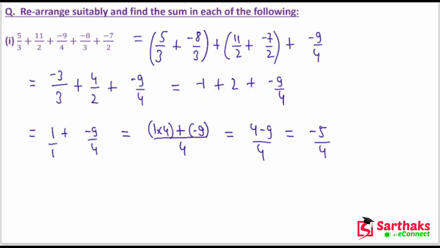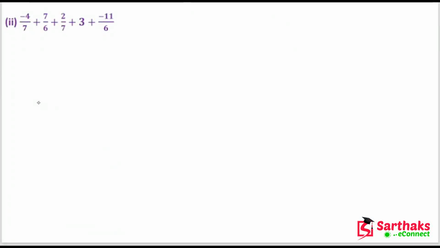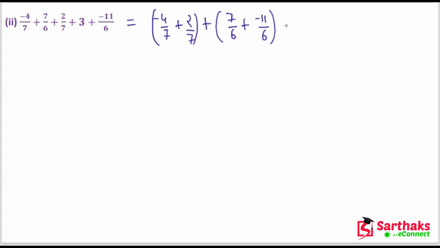And we have tried to pair up the terms having same denominator. Okay, similarly we can do another question, which is minus 4 upon 7 plus 7 upon 6 plus 2 upon 7 plus 3 plus minus 11 upon 6. So again we can rearrange them. We can add minus 4 upon 7 and 2 upon 7 together since they have same denominators. Okay, then we can add 7 upon 6 and minus 11 upon 6 because again they have same denominators, and then we can add the result to 3.